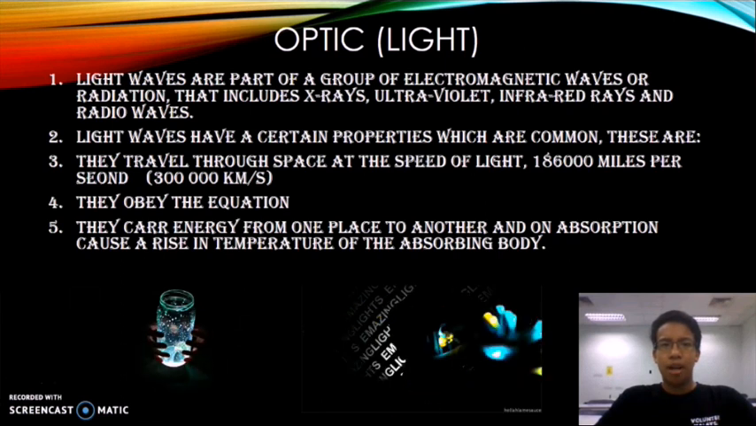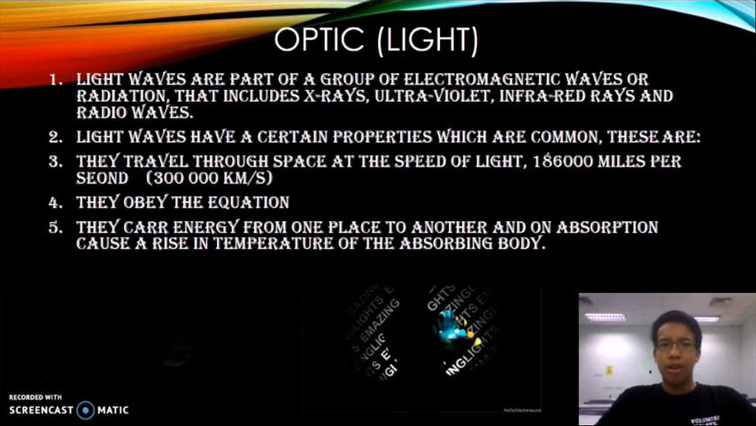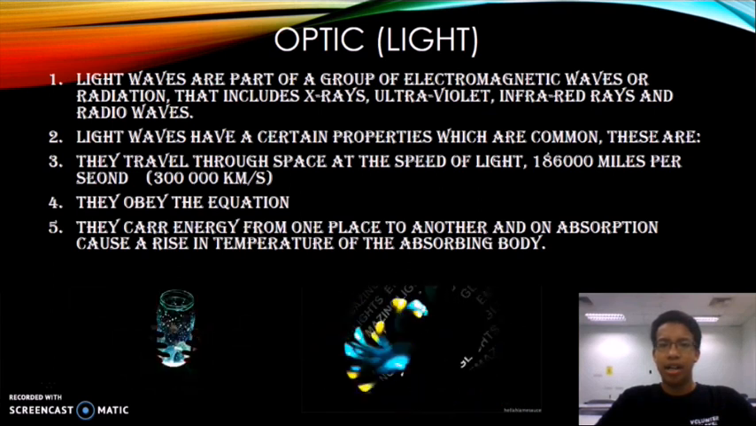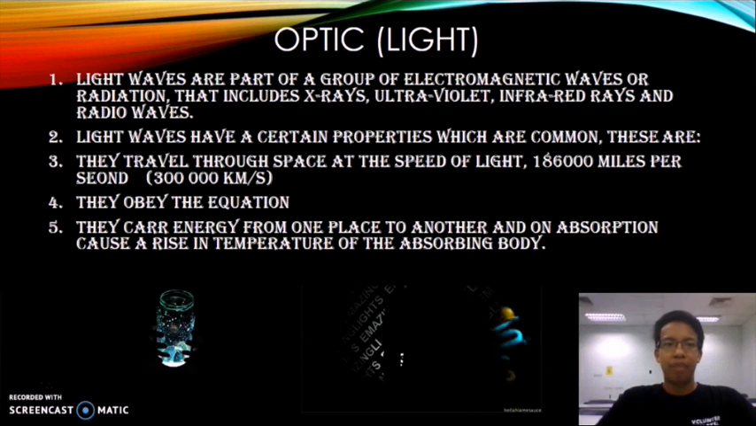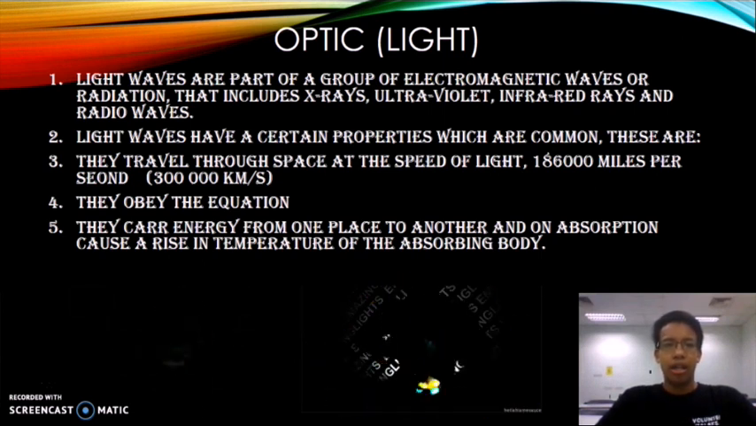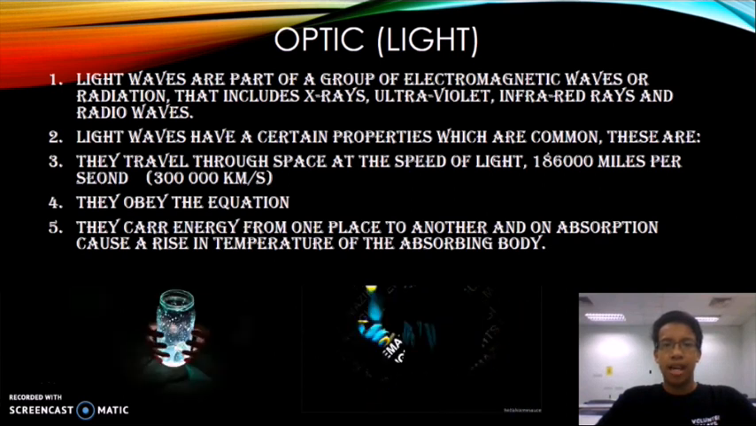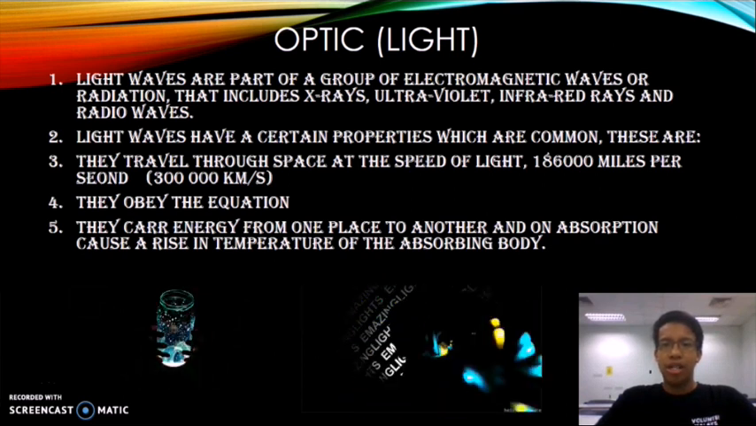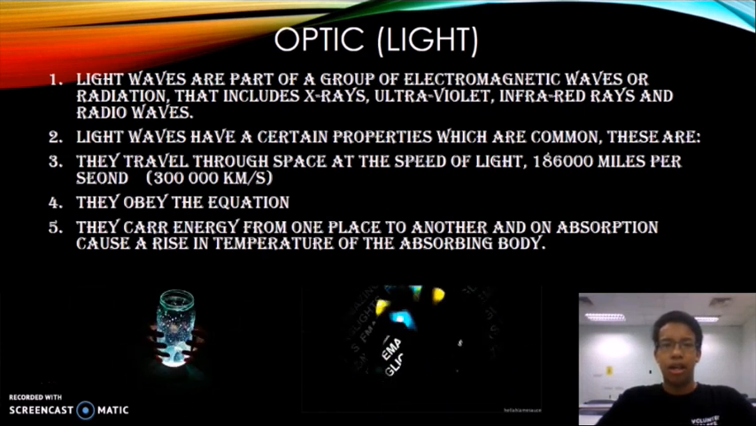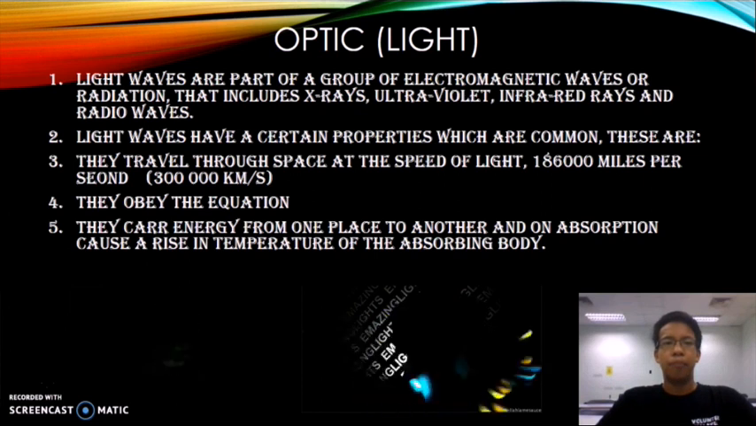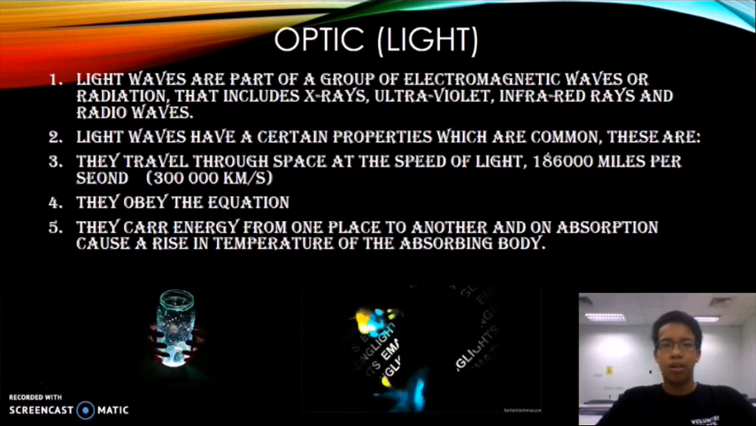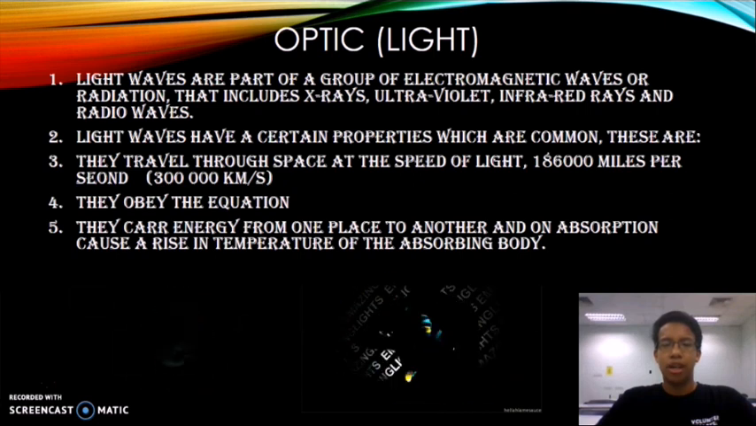Light waves are part of a group of electromagnetic waves or radiation that include X-ray, ultraviolet, infrared rays, and radio wave. Light waves have certain properties which are common. They travel through space at the speed of light, which is 186,000 miles per second or 300,000 kilometers per second. They carry energy from one place to another, and on absorption cause a rise in temperature of the absorbing body.